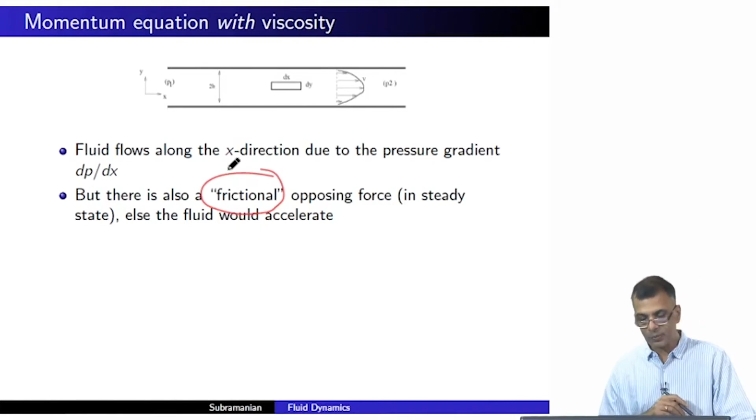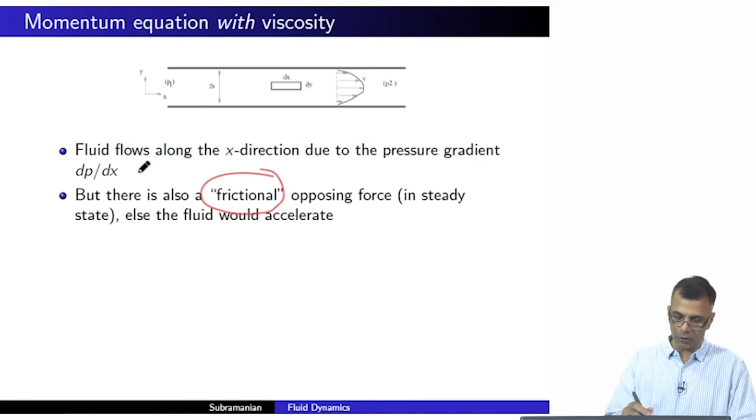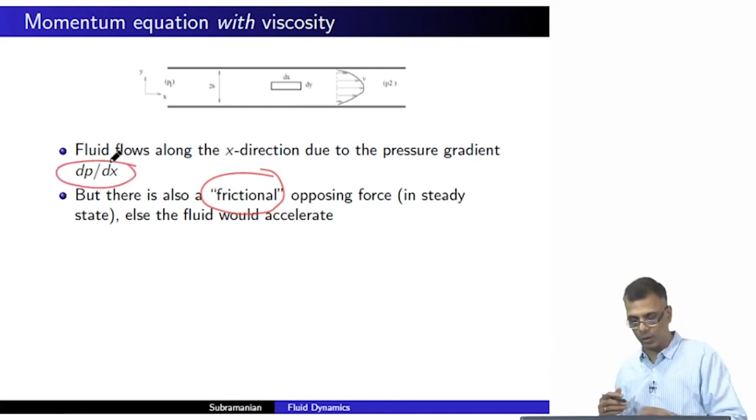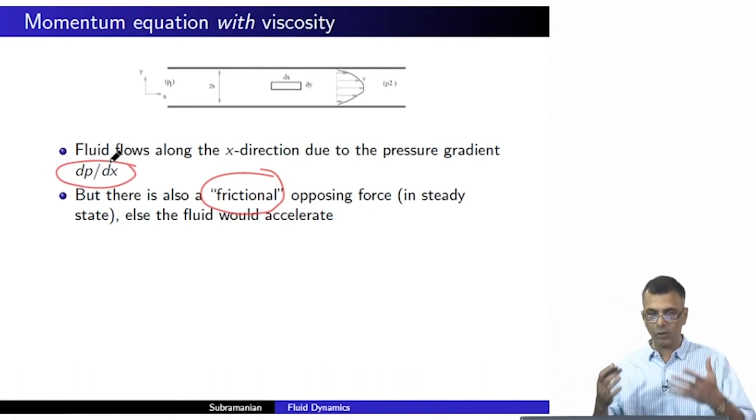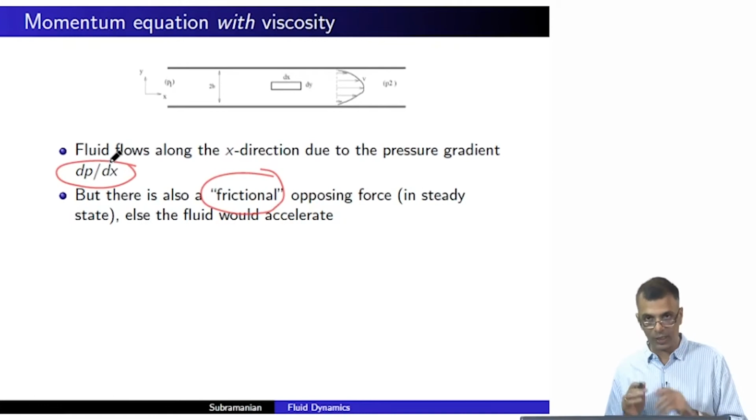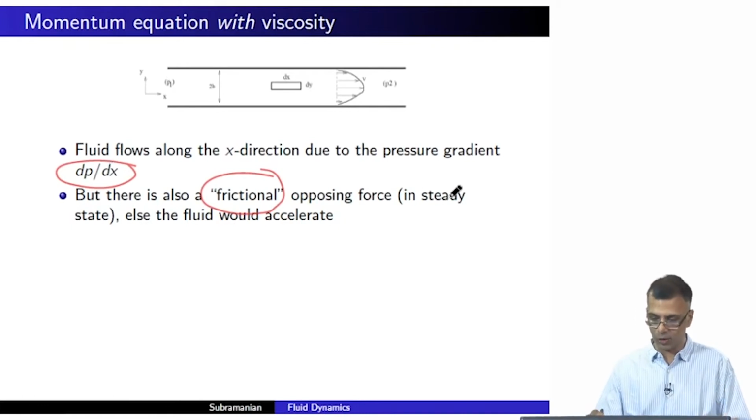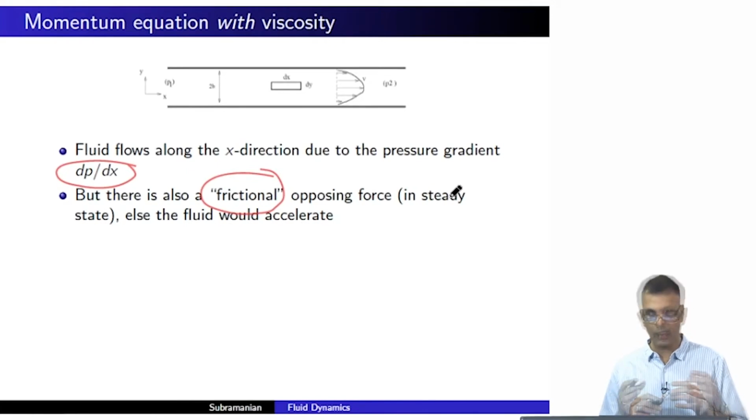There's also a frictional opposing force. So the first force we talked about was simply due to the pressure gradient. That's making the flow go from the left to right. But there's also a frictional opposing force in steady state, because that's the situation we're considering, one where the fluid element is not accelerating. And these two forces have to balance, else the fluid would accelerate, right?